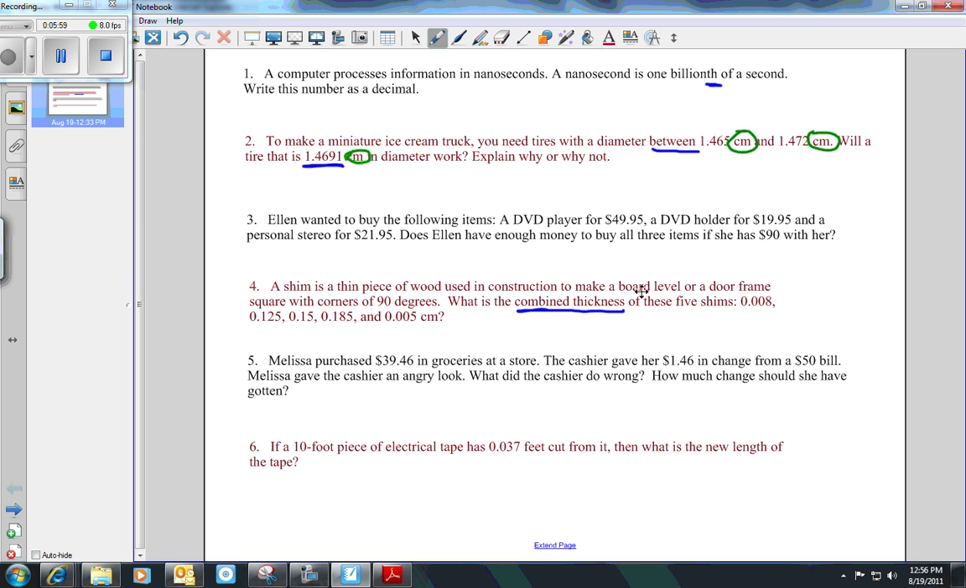Number 4, it gives you one label for all 5 numbers. So number 3 should have a money label with it. Number 4 should have a length label with the answer. Number 5 is going to be a money label with the answer, and number 6 will be a length label with your answer. And box your answers, please.